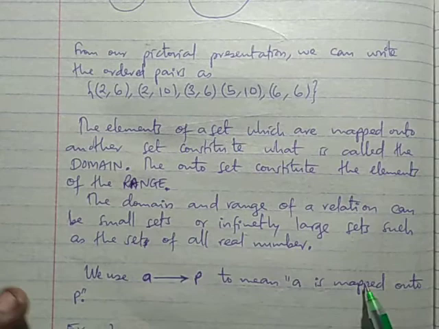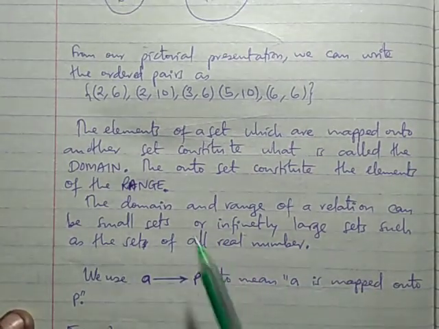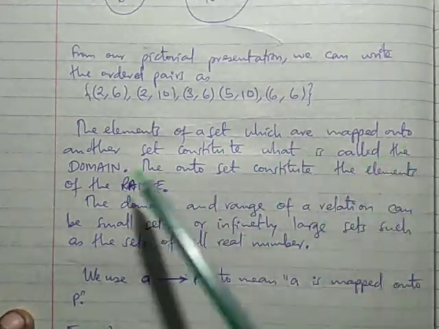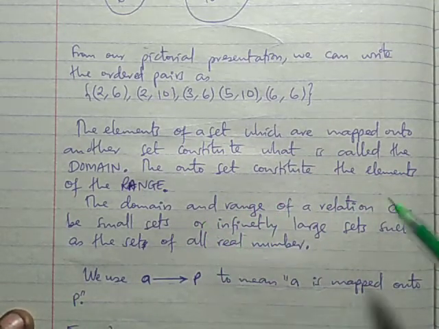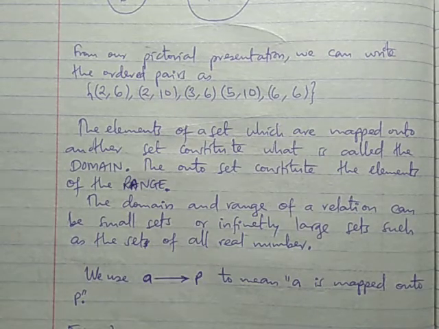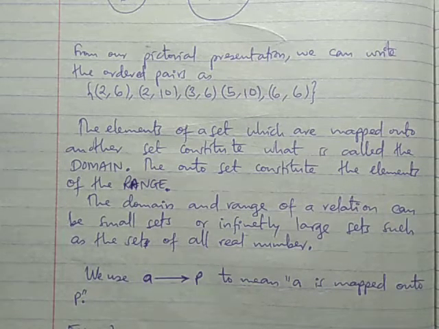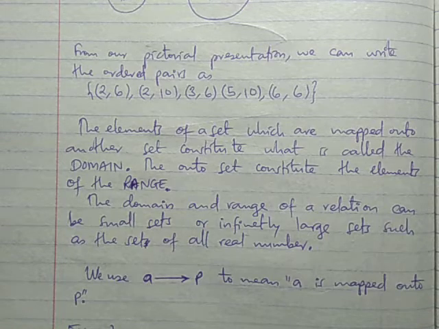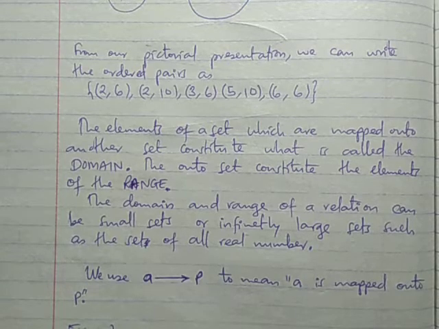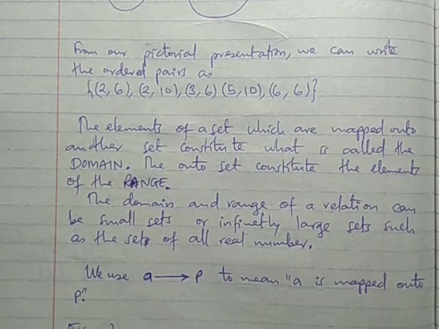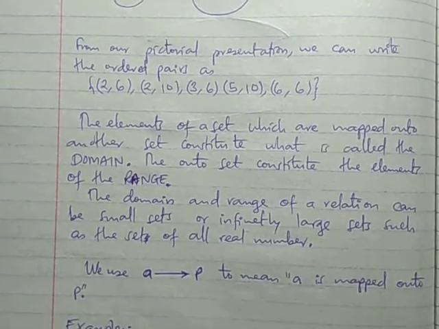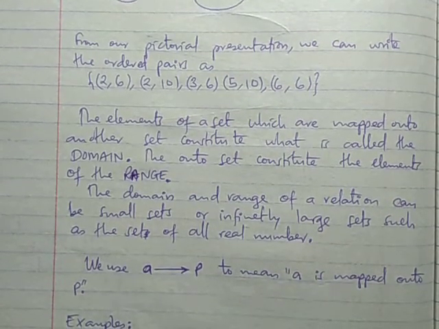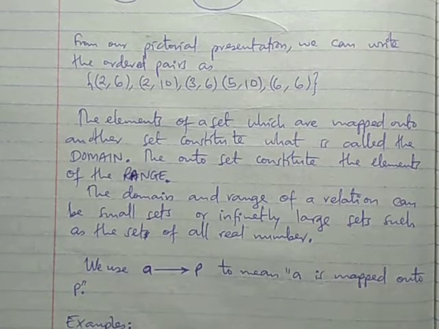So before going to discuss the examples, we said that the elements of a set which are mapped onto another set constitute what is called the domain. Kwa hiyo tunapokuwa tunachukua set fulani, tunawachukua wale elementi wake, tunawa map, yani tunawachorea arrow kwenda kwa set nyingine. Wale elementi wanaitwa domain. Na tunapochukua wale elementi wa set nyingine ile ambayo tuna map element kwenda kwa hiyo set, ile set itaitwa range. Kwa hiyo we discussed about this in the previous session.